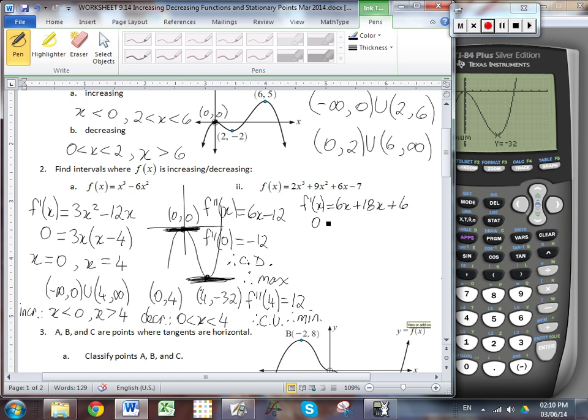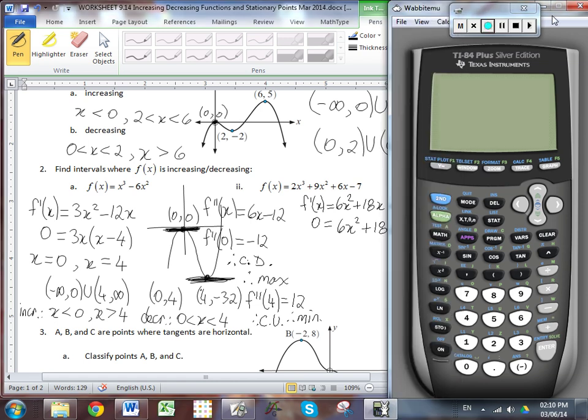And I know that stationary points occur wherever the first derivative is equal to 0. So there we go. Let's find out where 6x squared plus 18x plus 6 is going to equal 0. Well, I was hoping for something that would factor, but shoot, I can see that this one is not going to factor nicely. So perhaps I should find out where my stationary points are by putting this into the calculator and using polysimult or something.